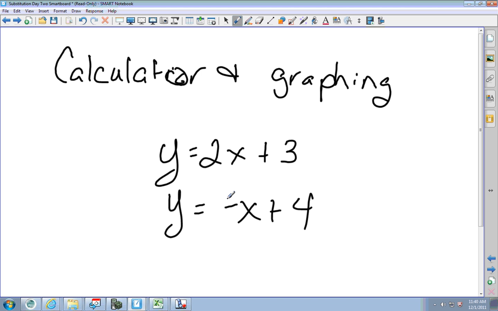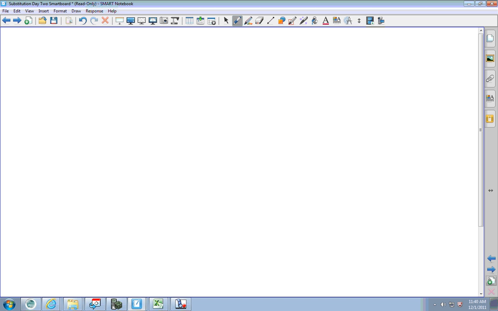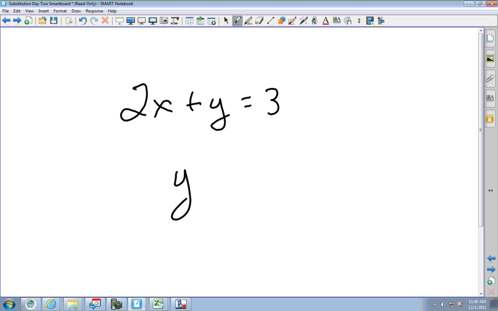When they're both written in y equals form, the easiest way to solve systems is by graphing or putting it in the calculator. But now we're going to see that maybe one of our equations is going to be in standard form, and maybe the other one is already in slope-intercept form. Now what we did in the last unit was we solved for y, and that way we graphed both of them.